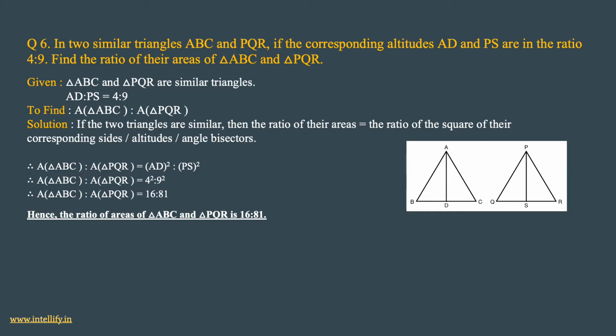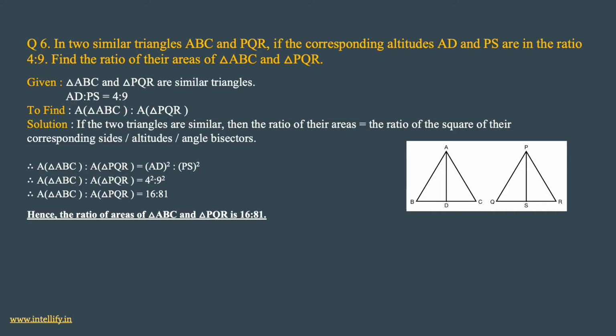Question number 6. In two similar triangles ABC and PQR, if the corresponding altitudes AD and PS are in the ratio 4:9, then find the ratio of their areas of triangle ABC and triangle PQR. Please refer the figure which is attached alongside. In triangle ABC, AD is the altitude and in triangle PQR, PS is the altitude.